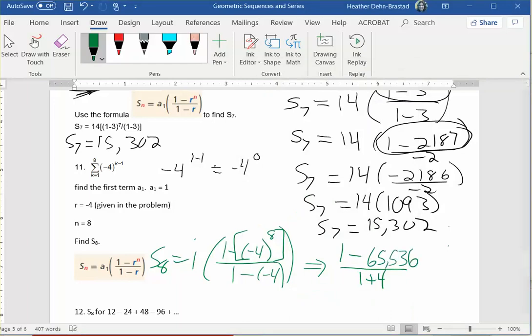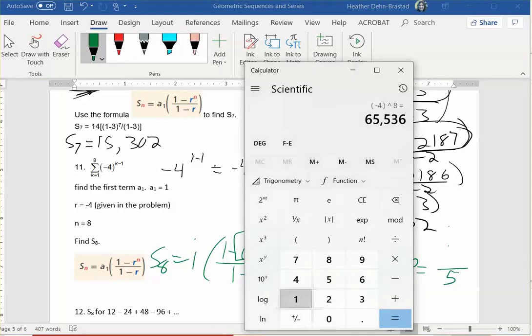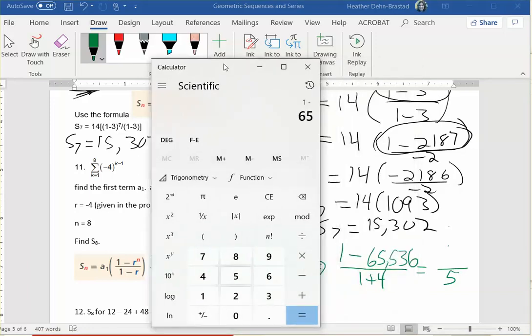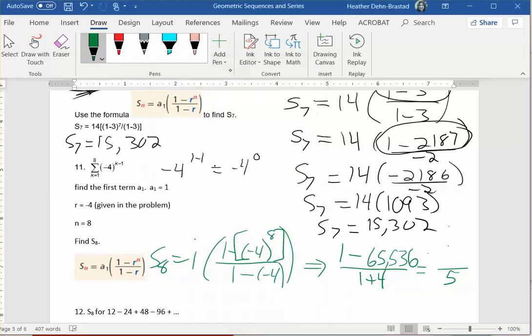Now note that we still have to do 1 minus that, and that's all over 1 plus 4, which is the same as 5. So 1 minus 65,536 is equal to negative 65,535. And does that make sense that our answer is looking like it's going to be negative?